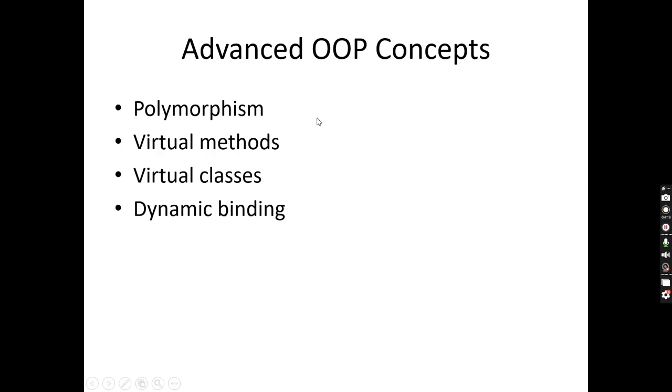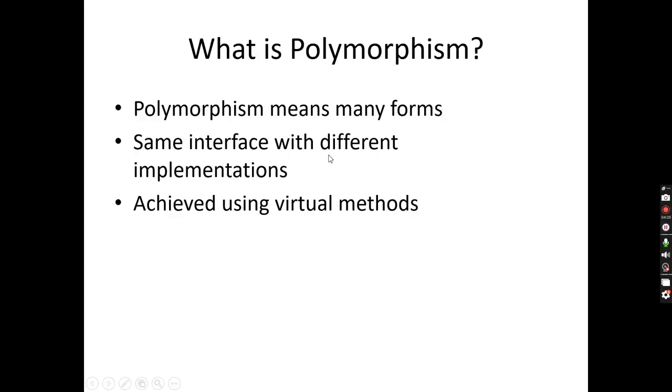These are the things we are going to discuss today: polymorphism, virtual methods, virtual classes, and dynamic binding. So what is polymorphism? Poly means many, morph means forms. It has many forms: the same interface with different implementations. The interface is your class, so we can implement the class in different ways, and we can achieve this with virtual methods.